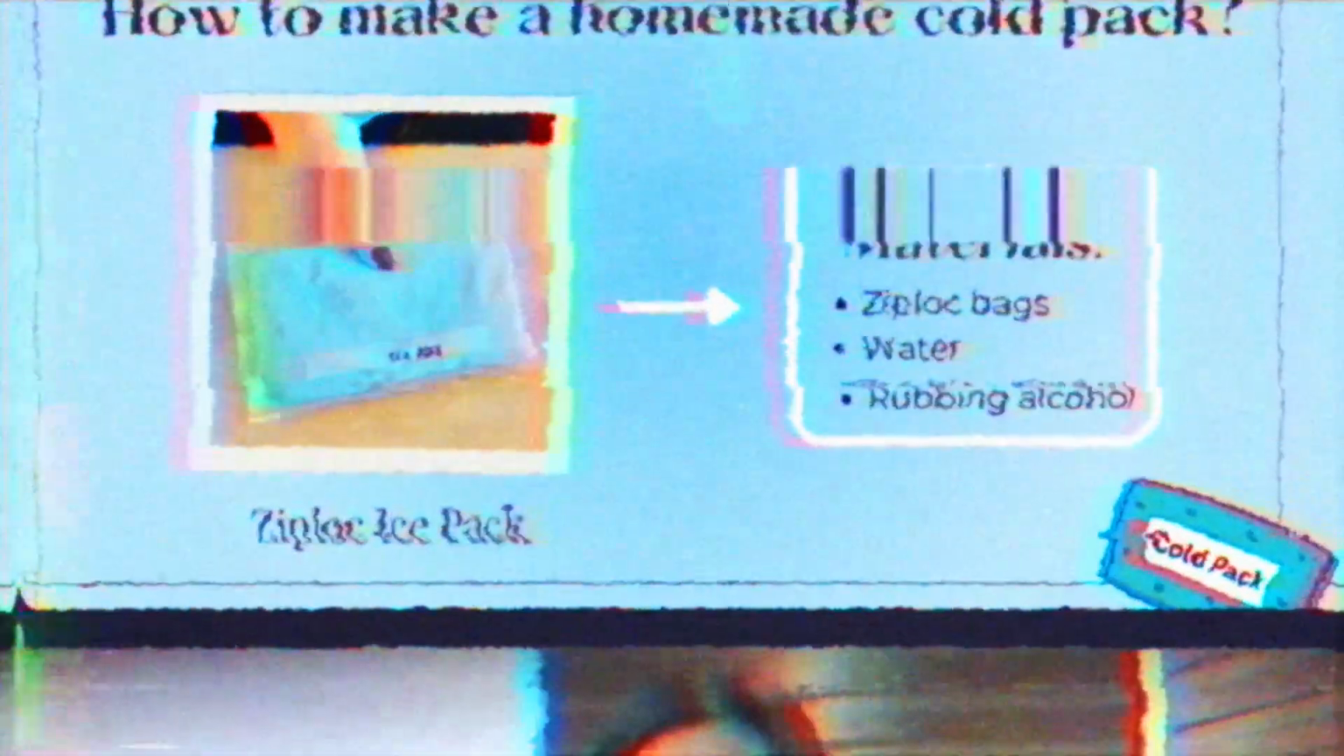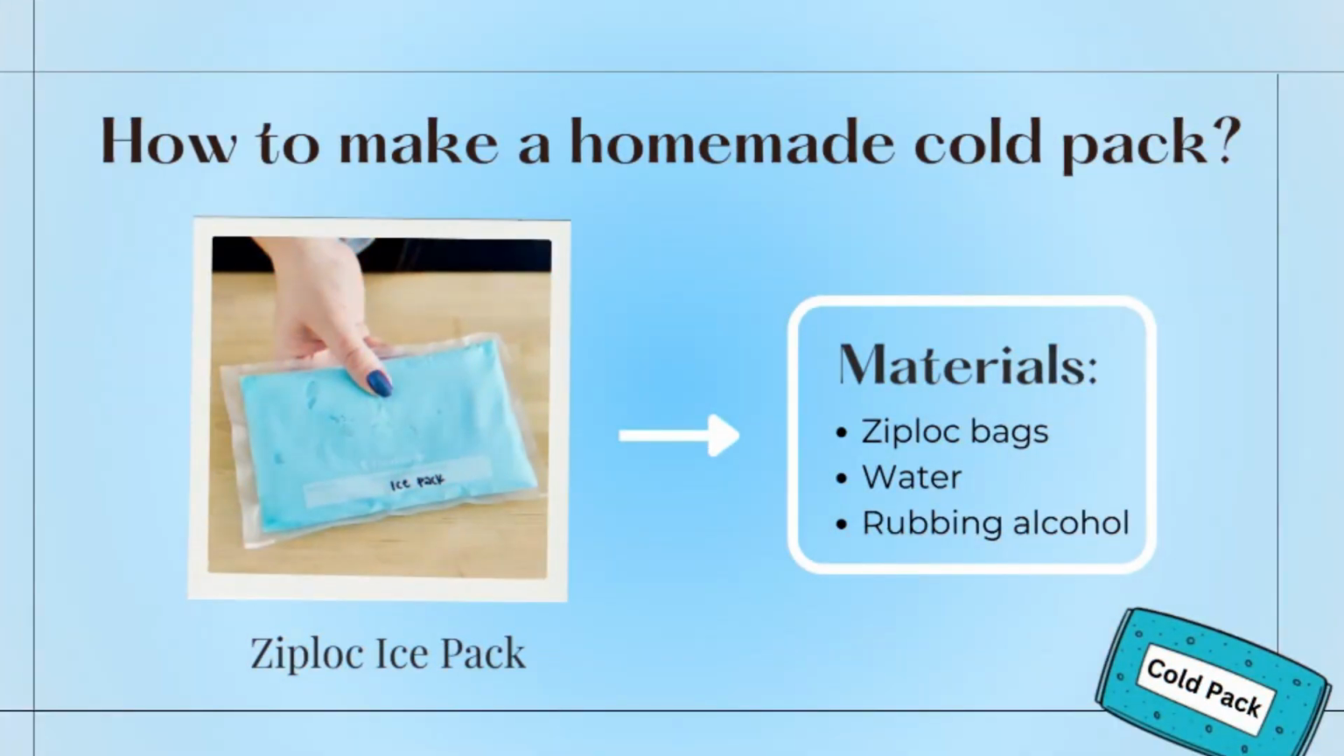Next, we will explore the methods to make our own reusable cold and hot packs at home. First, we will start off with the cold pack. To make the Ziploc cold pack, the materials that we need together are Ziploc bags, water, and rubbing alcohol. The first step in the procedure is to fill a Ziploc bag with water and rubbing alcohol.